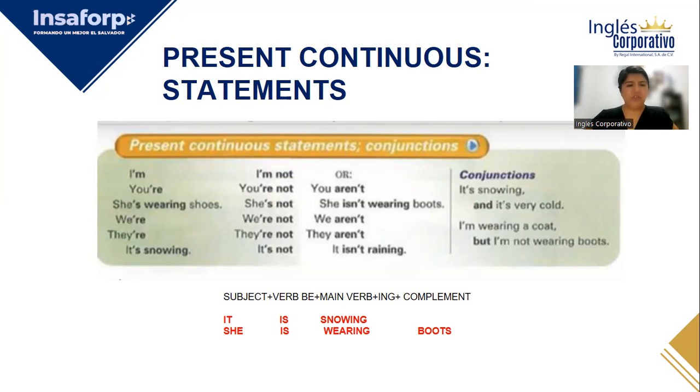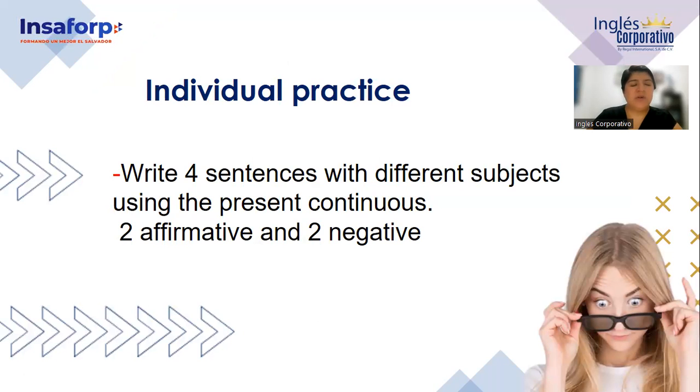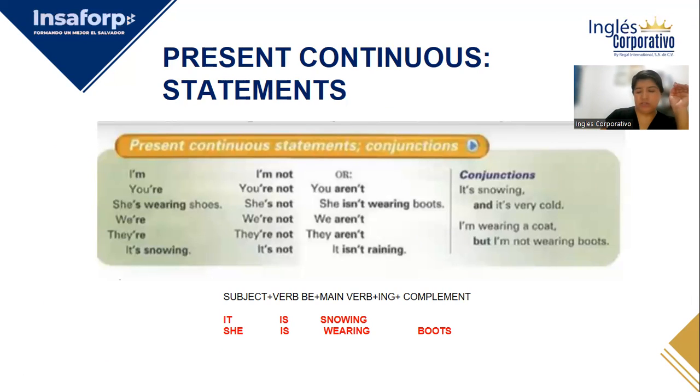Okay, let's go to the next activity. Great. Okay. And this is an individual practice. Okay, we need to write. Okay, let's write four sentences with different subjects using the present continuous. And we're going to write two affirmative and two negative. Okay, entonces. Por ejemplo, puedo escribir una de I am, otra con she's, otra con we, y otra con they, o con it, ¿ok? Y vamos a hacer dos afirmativas y dos negativas, ¿ok?